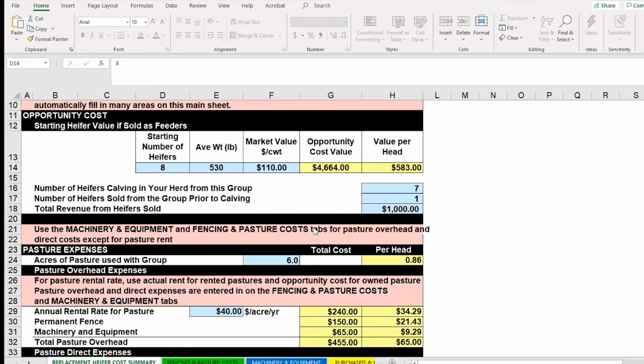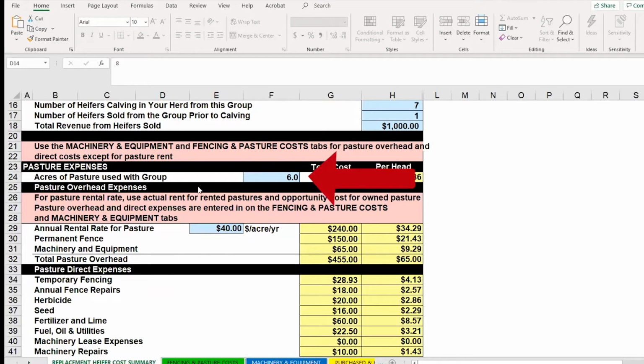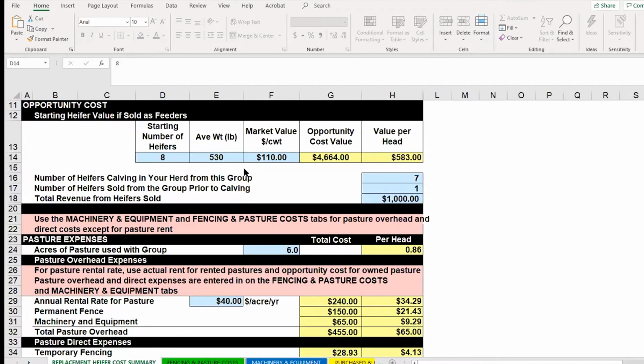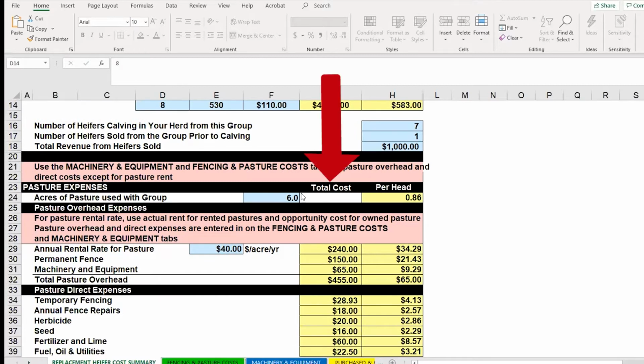As we move down here, we enter in the number of acres of pasture that the group was assigned to, and an annual rental rate for the pasture if you would have rented it out for somebody else to use rather than using it yourself. Blue cells are the sections where you enter in your numbers. The yellow boxes come in from other sheets in the spreadsheet tool that help you do all the math, and everything in this summary page is broken out into two columns: a total cost column for the entire group, and then a per head column where it's broken out on a per head basis.